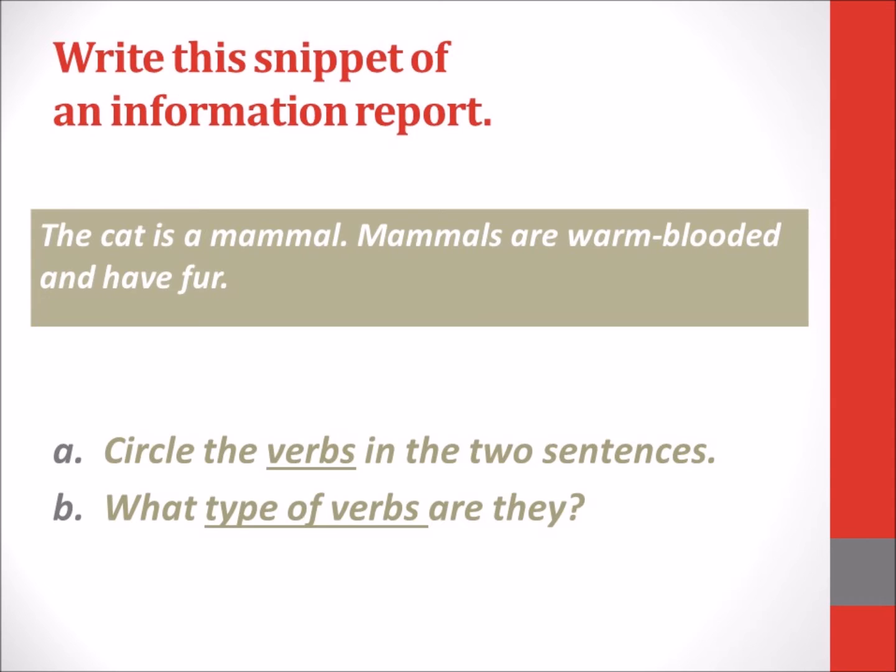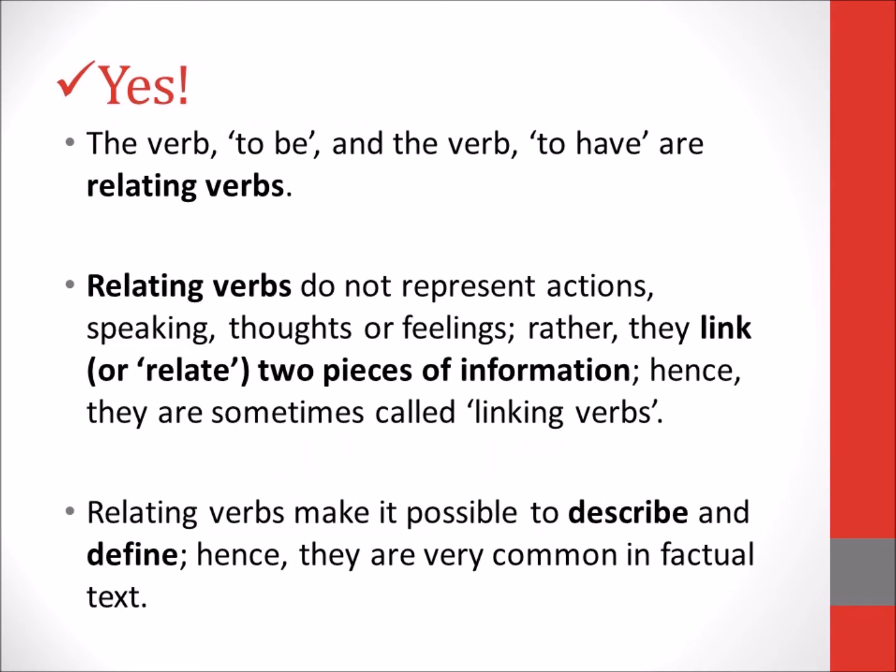So these are the types of verbs we have in information reports, because you're not as likely to see sensing or feeling verbs when you're trying to give information about something in a factual way. You're most likely in an information report to see relating verbs. Right, so to give you a big tick for that, yes, the verbs to be and to have are relating verbs, and these verbs relate pieces of information together, as I said.